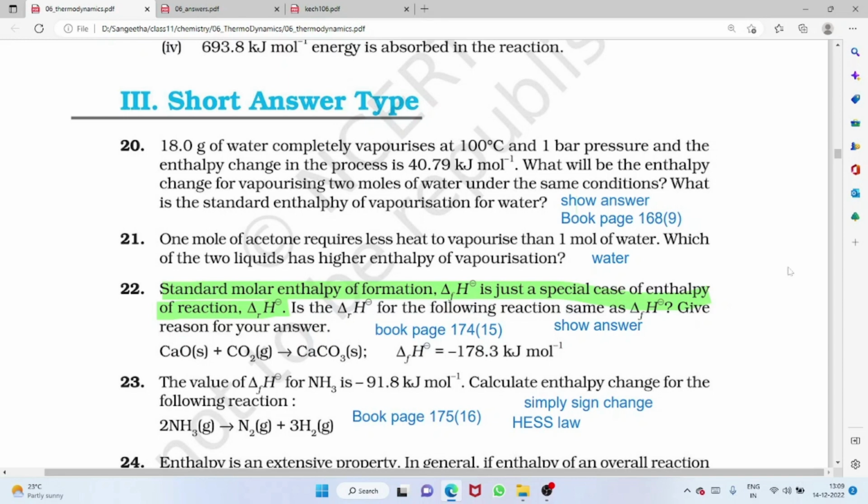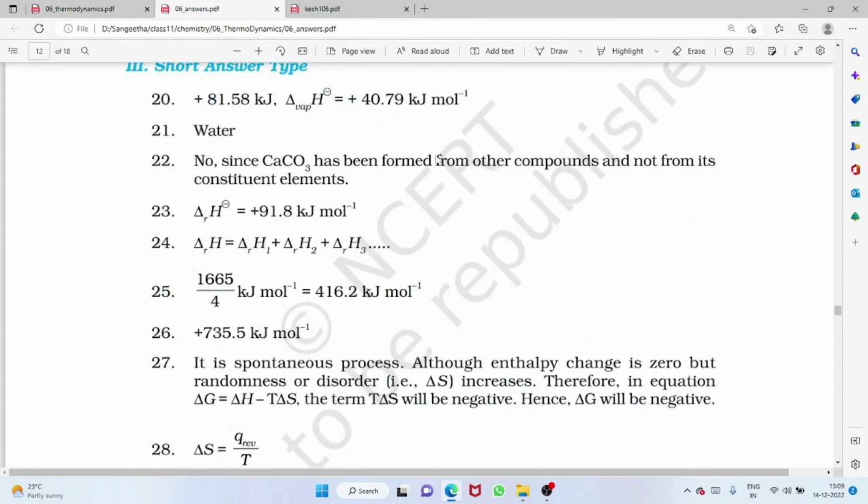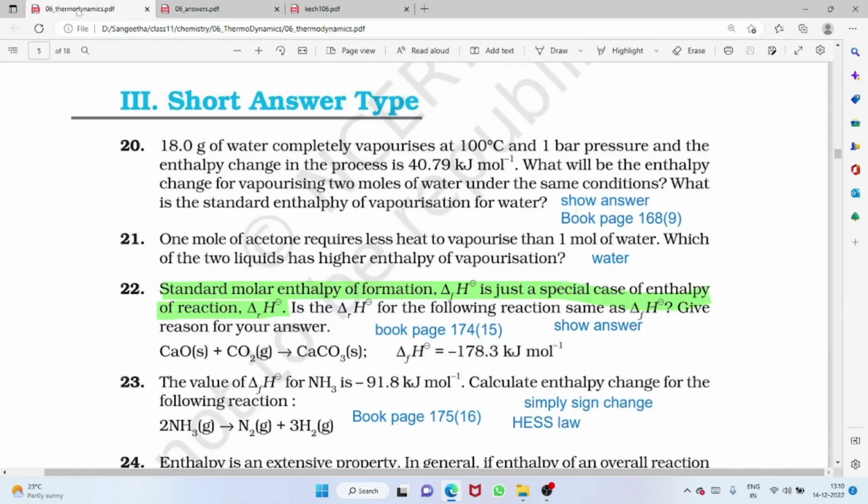See, they are given for 18 gram. 18 gram is equal to 1 mole of water. They are asking for 2 moles. Okay, 2 moles, so 2 into 40.79, that is 81.58 kilojoules.